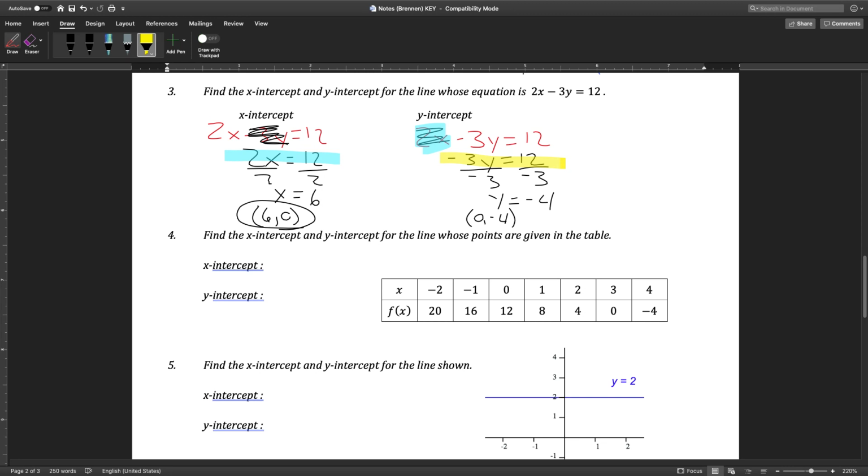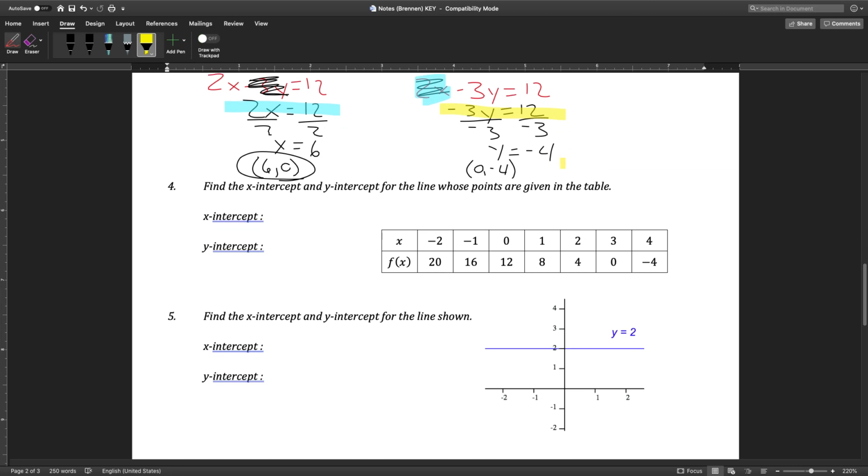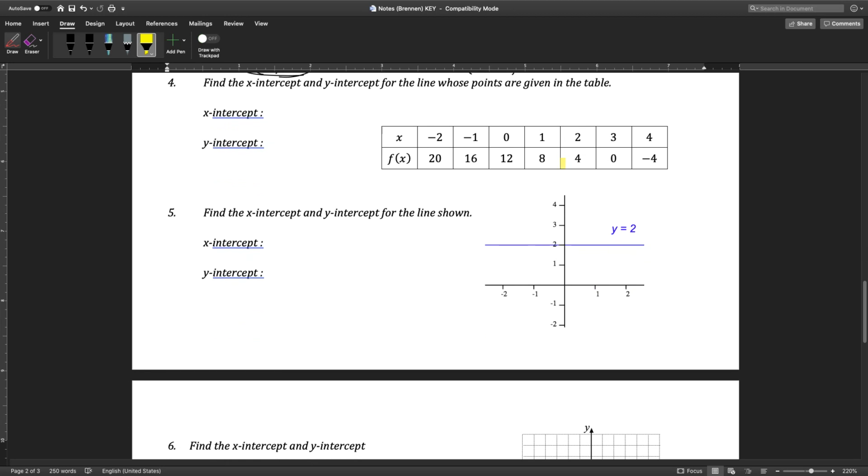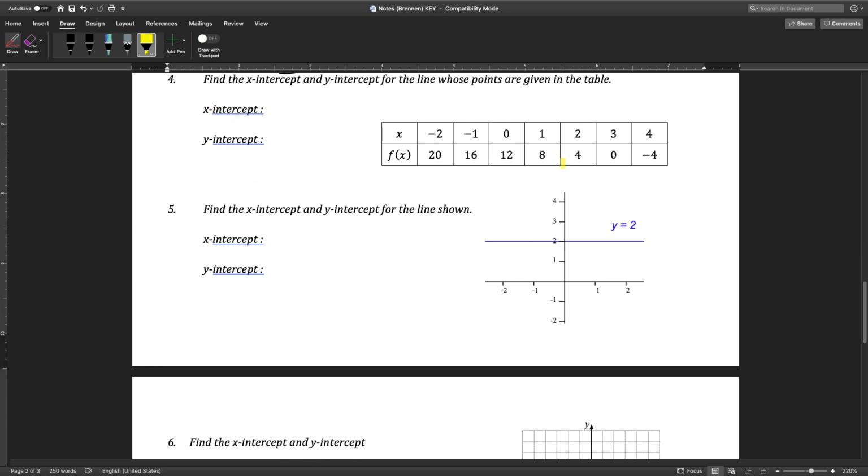second point. The final two ways to determine the x-intercept and the y-intercept for a line is on a graph, and also in a table. So if we're looking at a table and I'm trying to find the x-intercept, I want to know when y equals 0. So if I take a look at this bottom row, y equals 0 right here. And so my x-intercept is at 3, 0.